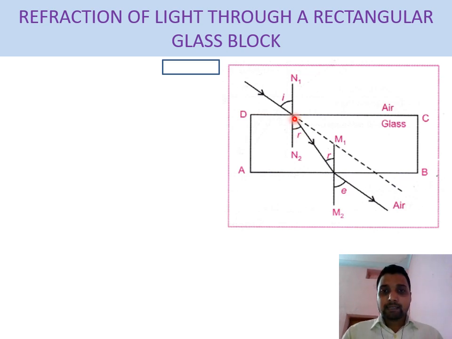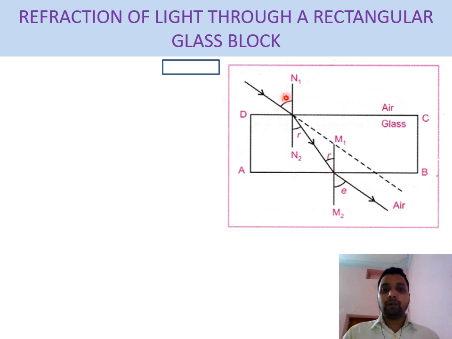Now this light ray passes inside the glass in the same medium, so its speed remains constant and its path does not change. This line is the path followed by the light. Now light comes to the second boundary between glass and air. Inside the glass the speed is less, and in air the speed is more. Now it is going from a denser to a rarer medium, so light will go away from the normal.